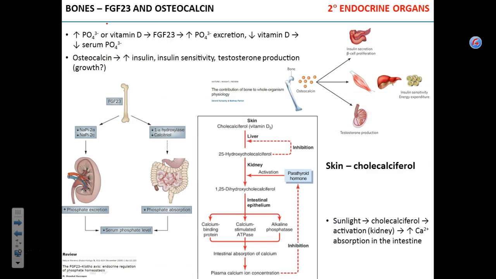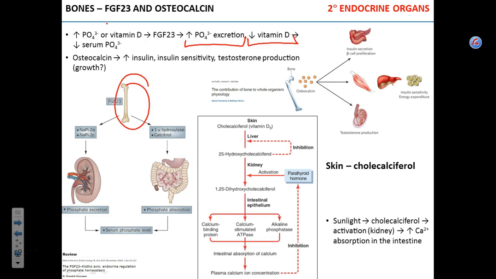Bones. On the fairly brief level, FGF23 stimulates the excretion of phosphate, okay, and decreases vitamin D. It's probably a part of calcium regulation.